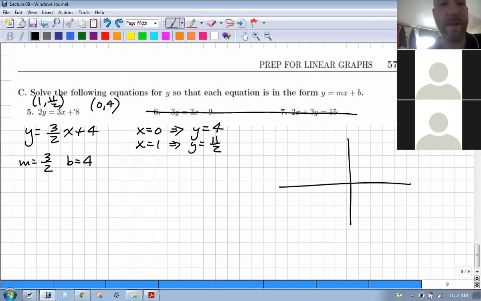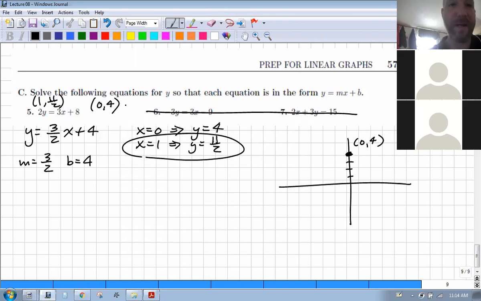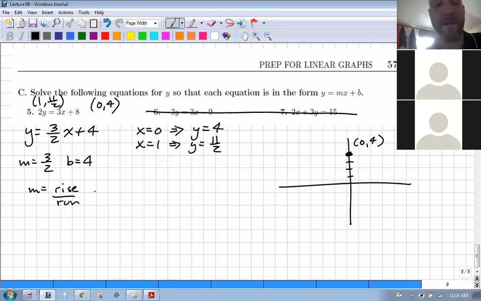So here's 2 points, 2 solutions. x equals 0, y equals 4. So we go 1, 2, 3, 4. That point is one of the solutions to this equation. This one right here gives us another one. This m will tell us the slope. So it's rise over run. We'll go into this in more detail shortly.